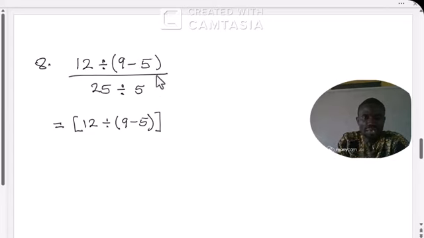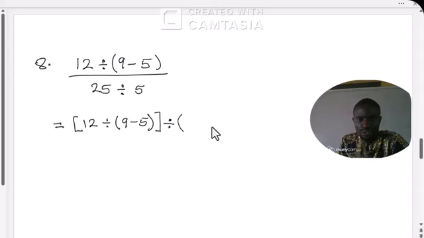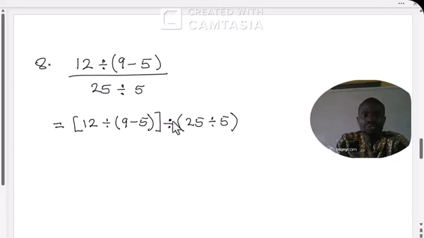Now this division line, we now change to division sign. Then we now use bracket, 25 divided by 5. So you must know how to rewrite everything, how to write it like this. The division sign you are seeing here is this red line. Change it to division sign. Then the next is for us to deal with bracket.